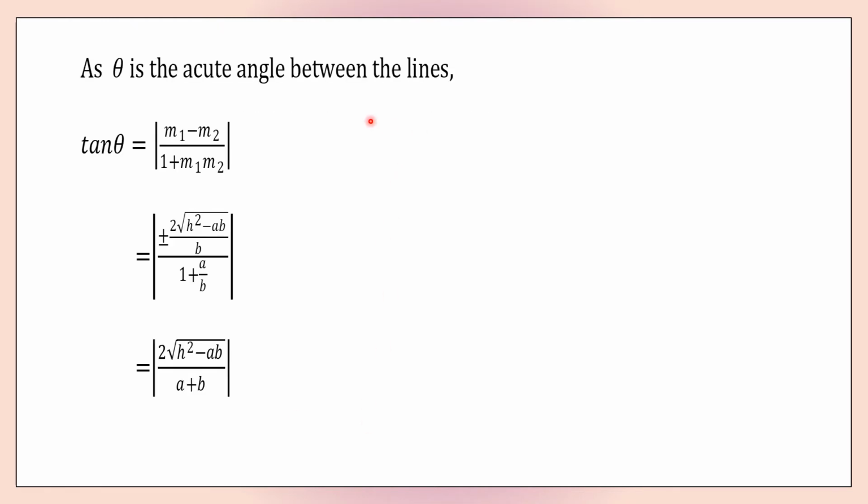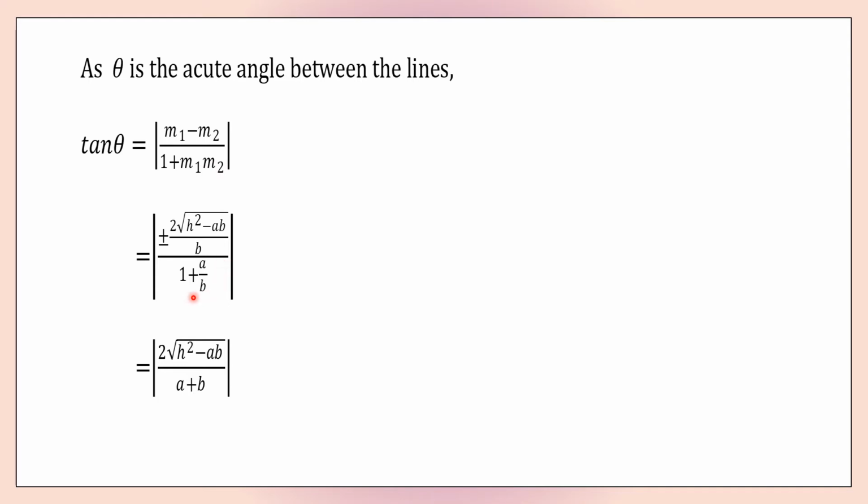Let theta be the acute angle between the lines. We know that tan theta equals the mod of (m1 minus m2) divided by (1 plus m1 multiplied by m2). We have to find m1 minus m2, that is plus or minus 2 root of h square minus ab divided by b. 1 plus, we know that m1 multiplied by m2 is a divided by b.